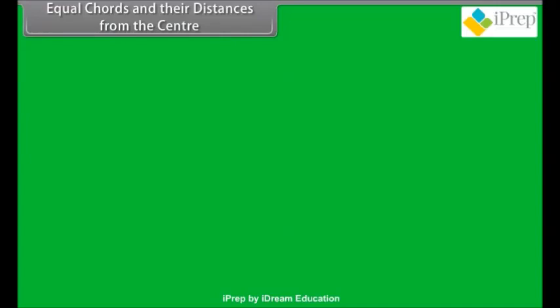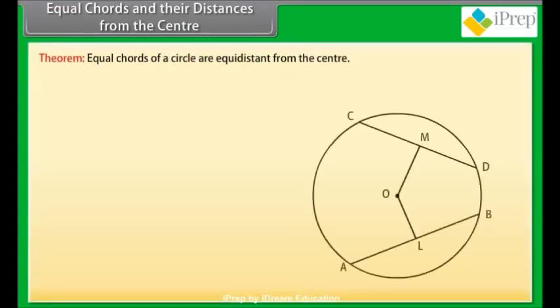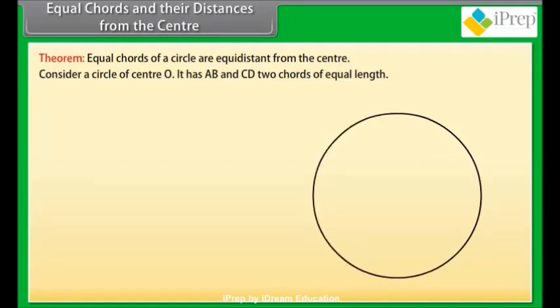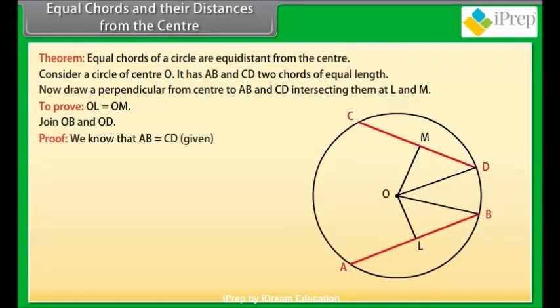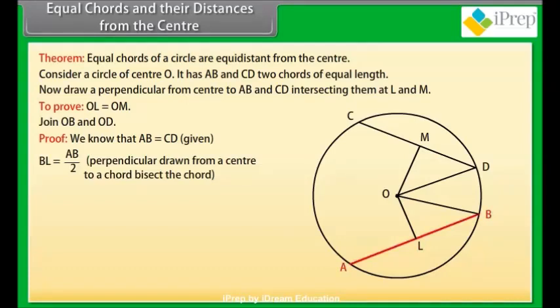Equal chords and their distances from the center. Theorem. Equal chords of a circle are equidistant from the center. Let us prove this. Consider a circle of center O. It has AB and CD, two chords of equal length. Now draw a perpendicular from the center to AB and CD, intersecting them at L and M. So we have to prove that OL is equal to OM. Join OB and OD. We know that AB is equal to CD, given. BL is equal to AB upon 2, as a perpendicular drawn from the center to a chord bisects the chord. Similarly, DM is equal to DC upon 2. Therefore, BL is equal to DM.